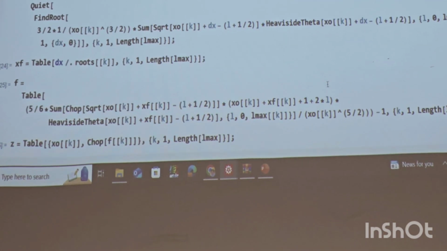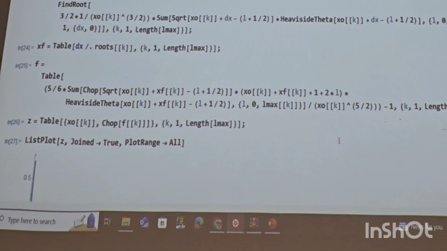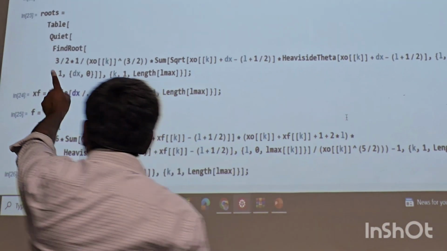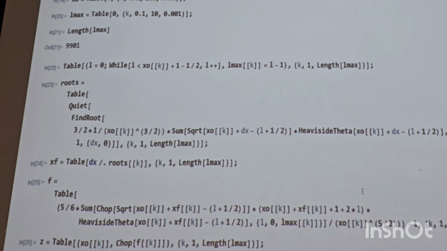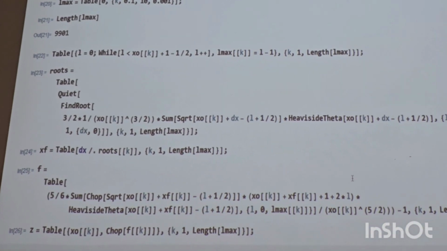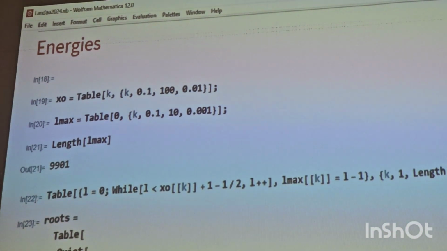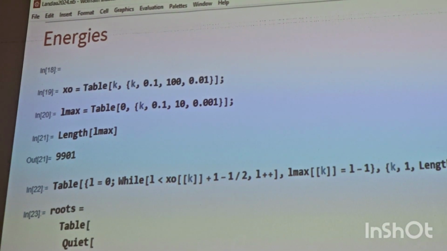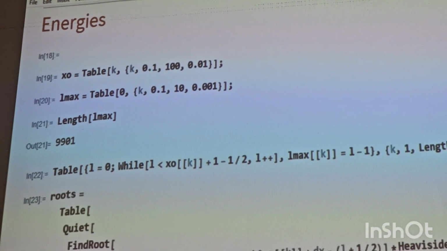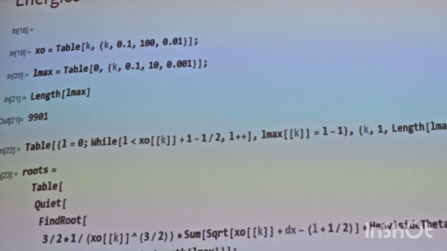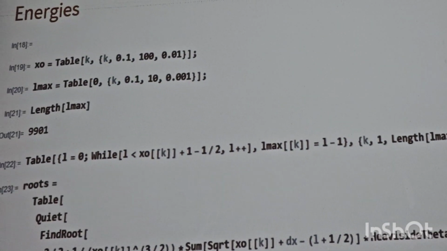This, now I'm going to plot the energies. I don't think I was able to do this in the previous lecture, but now what I've done, first row x naught, I've created an array of x naughts. Then for each x naught there is an L max. L max is the highest L for which L plus half is less than x naught, otherwise the radicand, what's inside the radical sign, will become negative. So then I create a table of L maxes, row number 22.